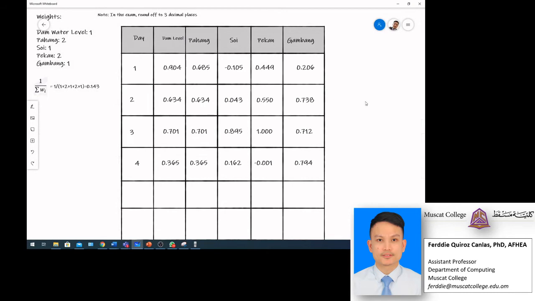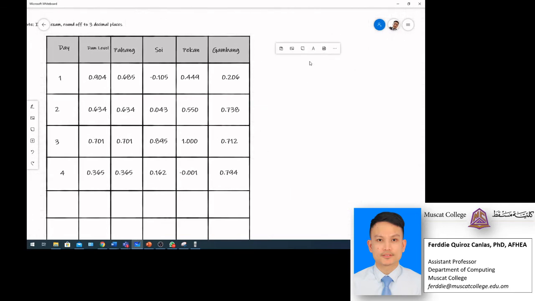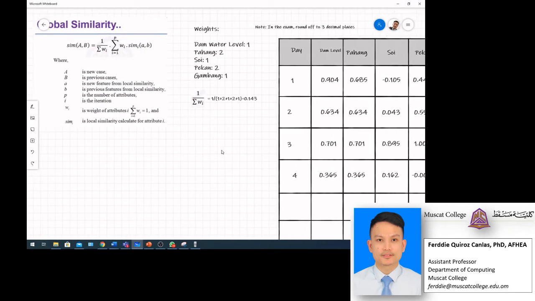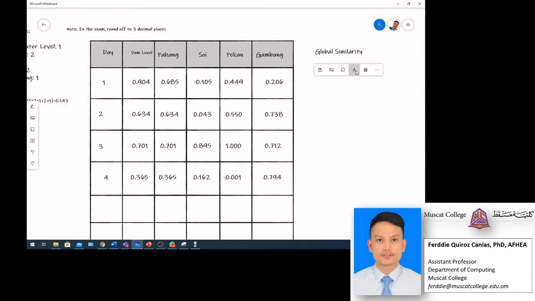So let's now calculate the global similarity. Let me put an extra row here, which I'll call global similarity. We have to calculate it using the formula. Remember the formula, it says 1 over the summation of the weights, which we calculated earlier, which is 0.143. So we could write 0.143 here for day 1.